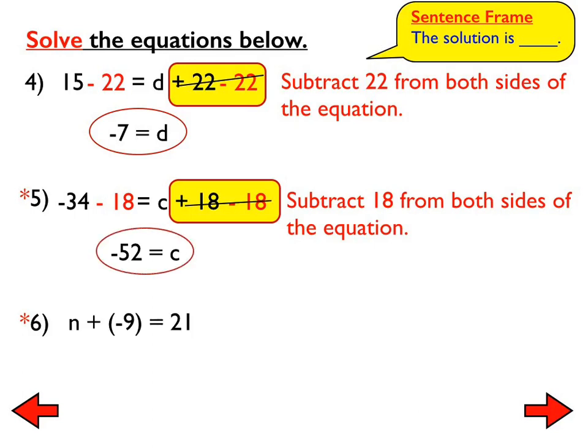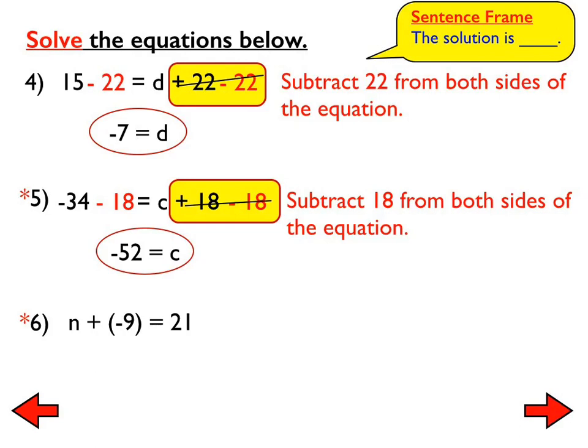Now, this one is in here to make sure of one thing. Raise your hand if you can tell me what I have to do on both sides of the equation. Like in number 4, I had to subtract 22 from both sides. In number 5, I had to subtract 18 from both sides. What do I have to do in this one? Yes? Add 9 to both sides.